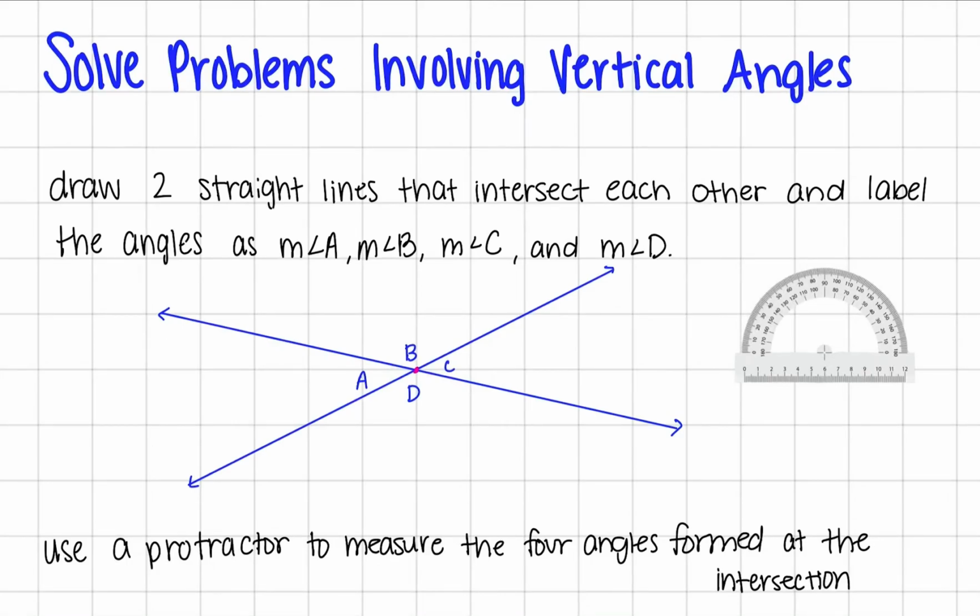Welcome back, grade 7 math. We are continuing in chapter 5 of angle properties in straight lines. We've learned complementary angles and supplementary angles and adjacent angles and angles on a straight line. We've also learned about angles around a point. Today we're continuing with that, and we're going to do solving problems involving vertical angles.